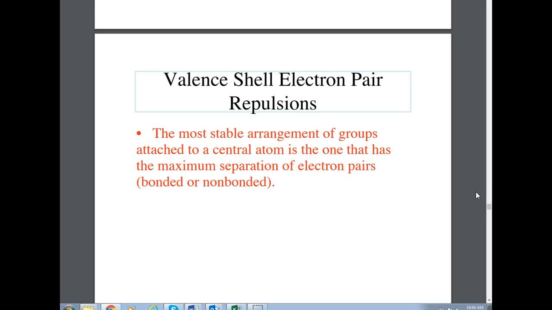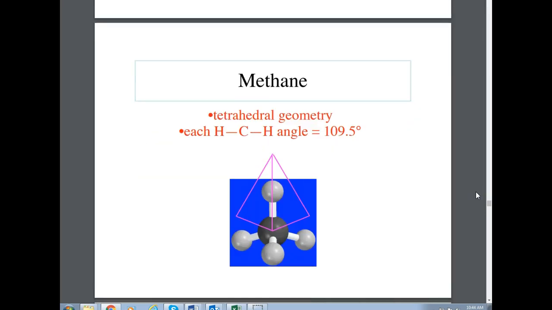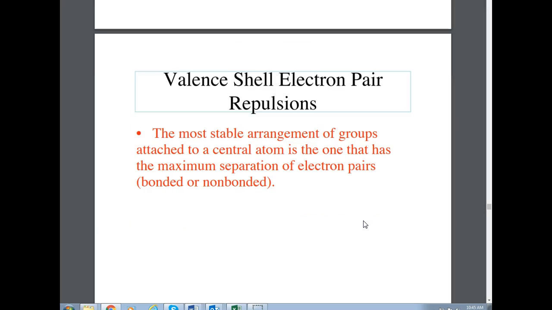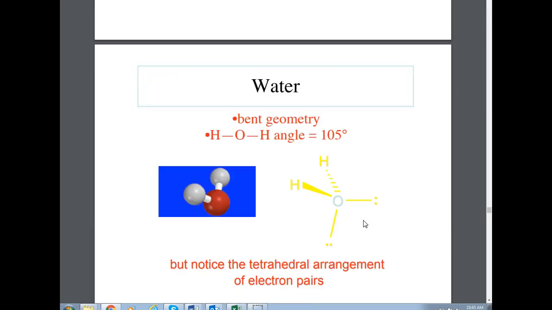VSEPR means that all of the atoms in the molecule are pushing away from each other so that they can have as much space as possible away from each atom. So the hydrogens are all pushing away from each other so that they can have as much space around them as possible, so they're not near another hydrogen atom. So that's called VSEPR, valence shell electron pair repulsion, we call it VSEPR for short. And it looks at the bonded atoms and also the unshared pairs of electrons.